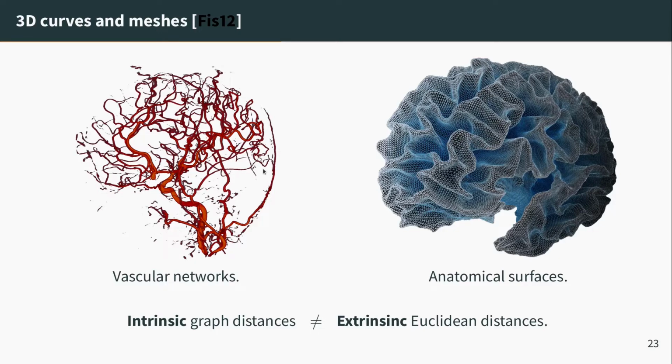When you have such a vascular network, you can think of it maybe as a point cloud. But if you think of it purely as a point cloud, then you're going to believe that, for instance, the distance between this point and this point is very small, because in 3D space, they are close together.